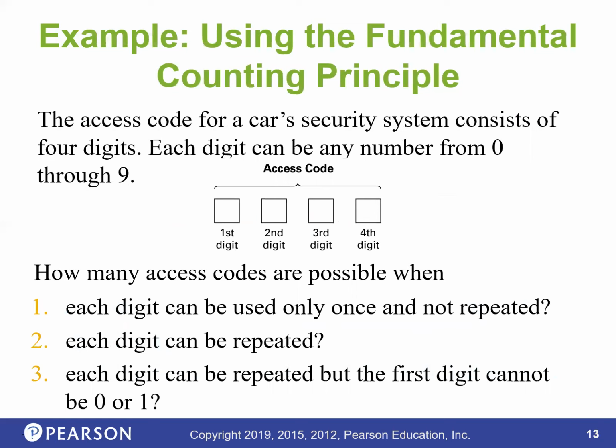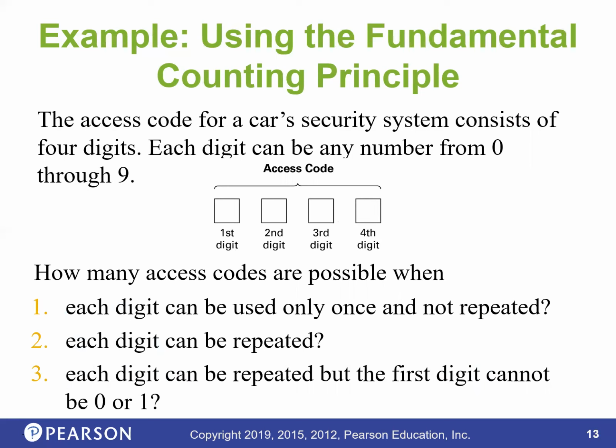Access code for car security system. Ooh, anybody have a car security system that has 4 different things to do on it? No. I'm not that advanced either. Okay, so the arrangement is from 0 to 9. How many access codes are possible when each digit can only be used once and not repeated?